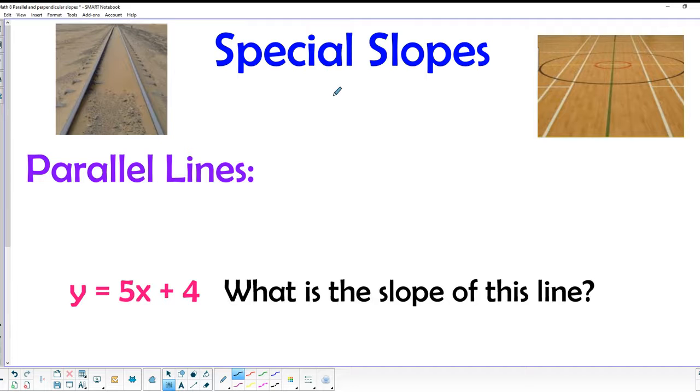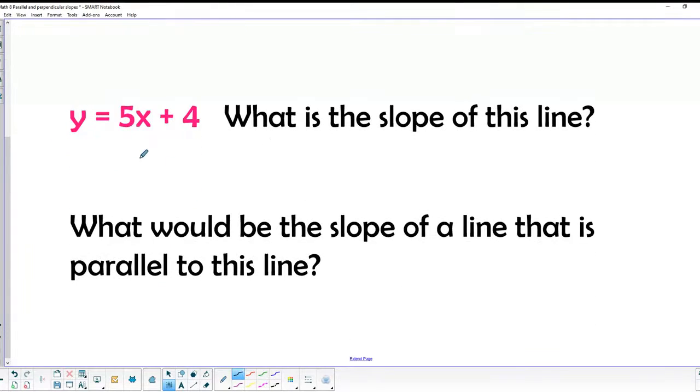So when we talk about parallel lines, in order to tell if they're parallel, there's something very characteristic about their slope. And that is that they have the same slope. So if we look at this first line, we notice that it's in y equals mx plus b form, so the slope is 5. So when we're asked the question, what would be the slope of a line that is parallel to this line, we just basically write the same number. If we had another line that had a slope of 5, it would be parallel to this line. So that's pretty straightforward, isn't it?